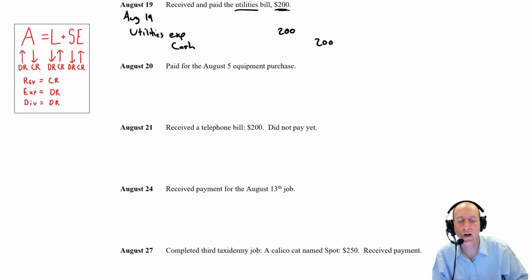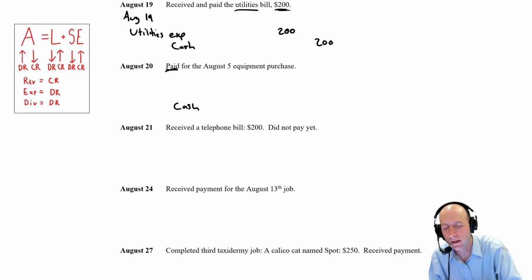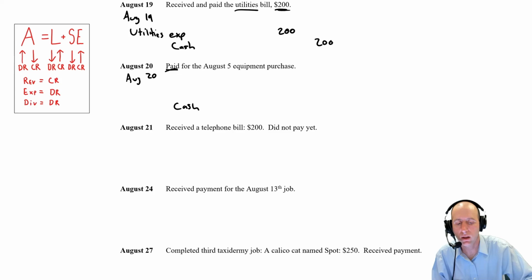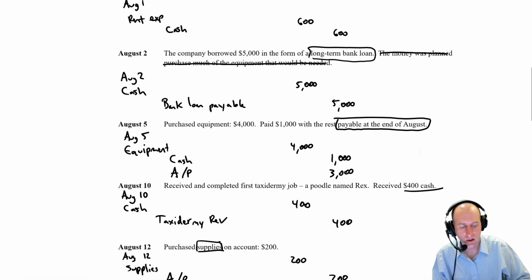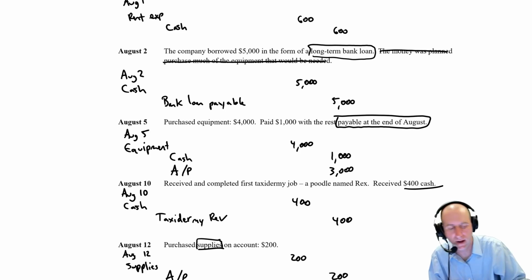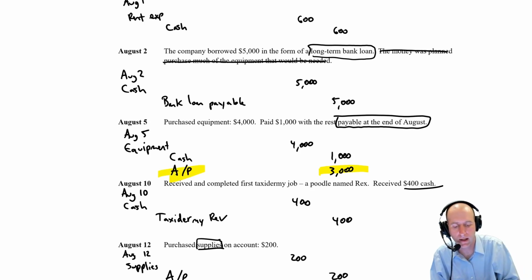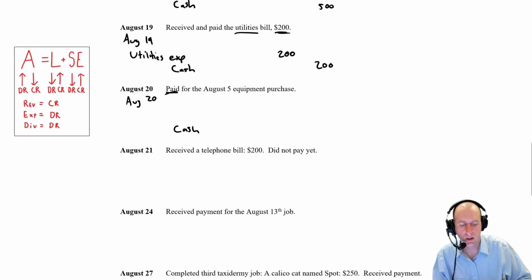Next, paid for the August 5th equipment purchase. Okay, paid. Already when I read that, I don't even need to look up. I know I'm going to credit cash for some amount, right? This is August 20th. And why am I crediting cash? Well, again, asset decreasing. Credit that asset, and cash is an asset decreasing. Let's go back to August 5th, figure out how much. It was, okay, so this is interesting. Paid $1,000 with the rest payable. So we're paying not the full amount. We're not paying $4,000. We're paying off the $3,000 that was payable at that time, right? We've already paid $1,000, so we're not going to pay another $4,000.